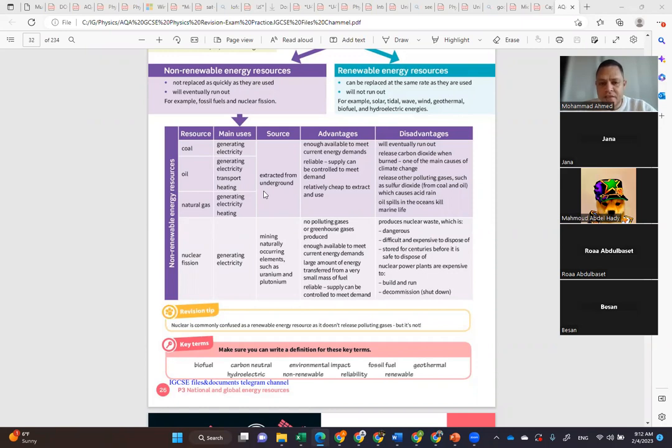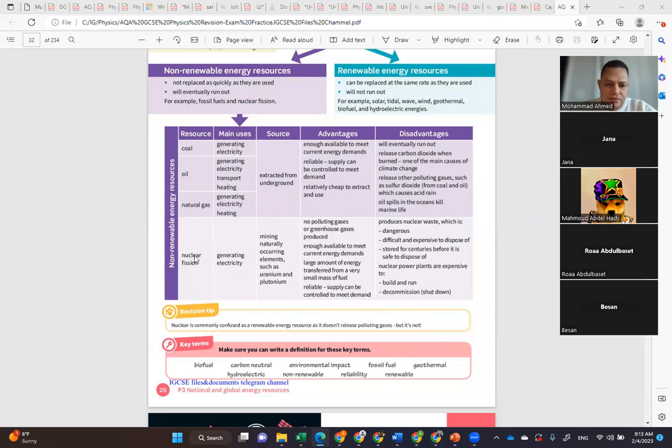But we have disadvantages of these non-renewable energy resources. The first disadvantage: they will eventually run out after a certain amount of time. Second, they release carbon dioxide when burned, one of the main causes of climate change. Number 3, they release other pollution gases like sulfur dioxide, which causes acid rain. Oil spills in the ocean kill a lot of marine life. Marine life will be destroyed because of the spilling of oil on the ocean.